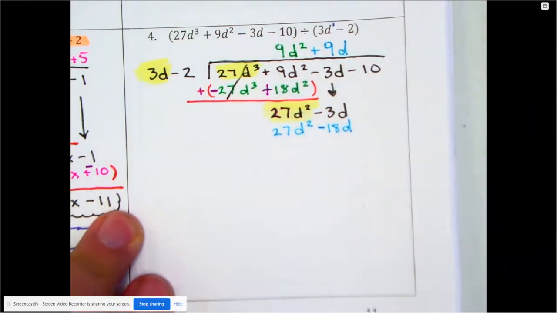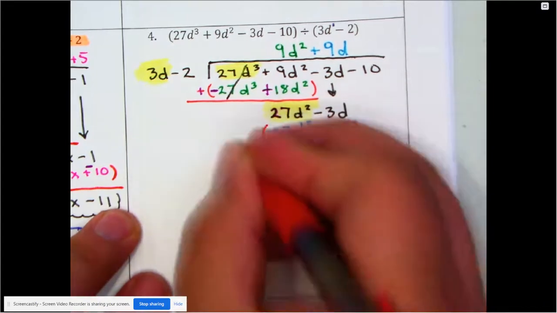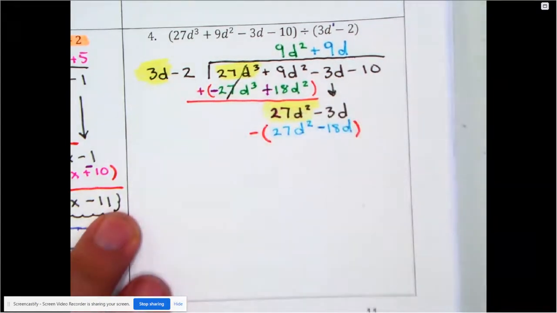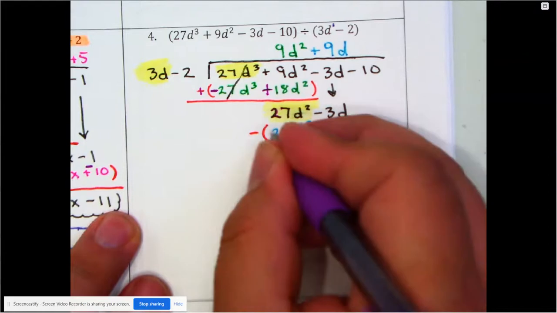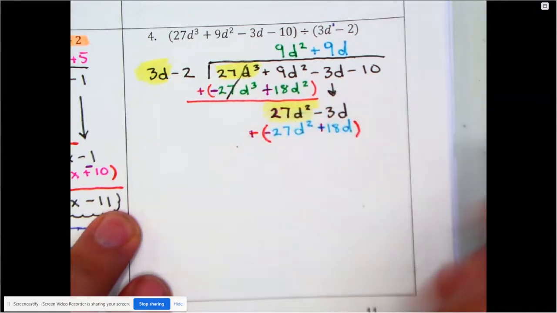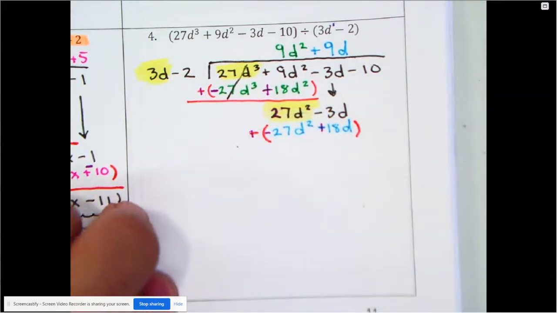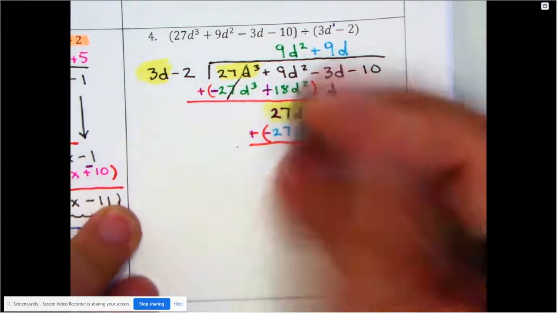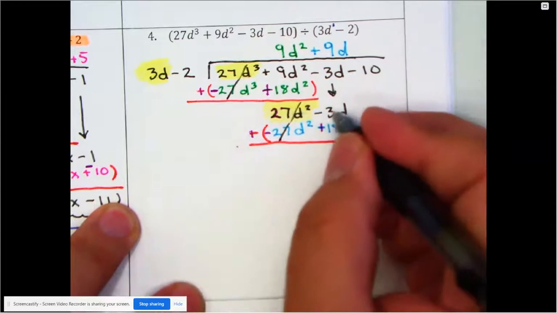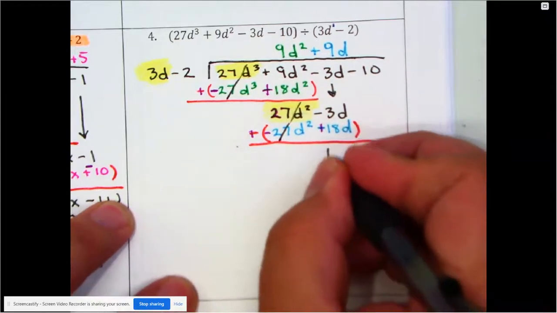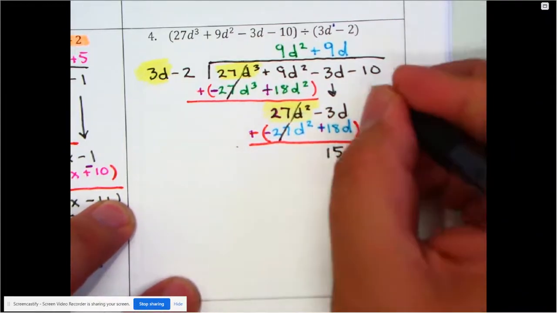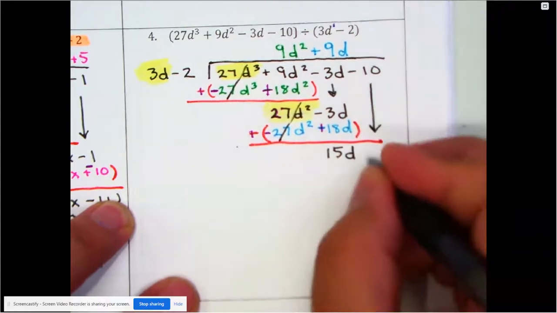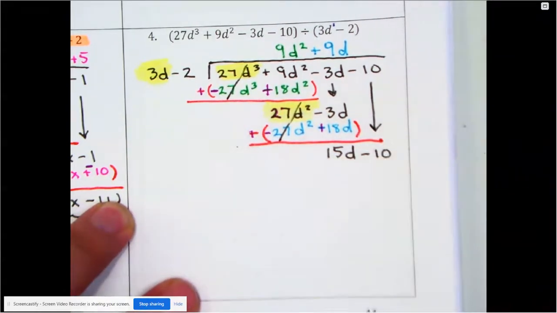Here comes my subtraction. So that means I'm going to go through and change all my signs. Plus and a minus now. Okay, so let's see what we have left. Once I do my subtraction, they're gone. Negative 3 and positive 18, a 15d. And look, we know our last step is coming up because I finally brought down that last term.